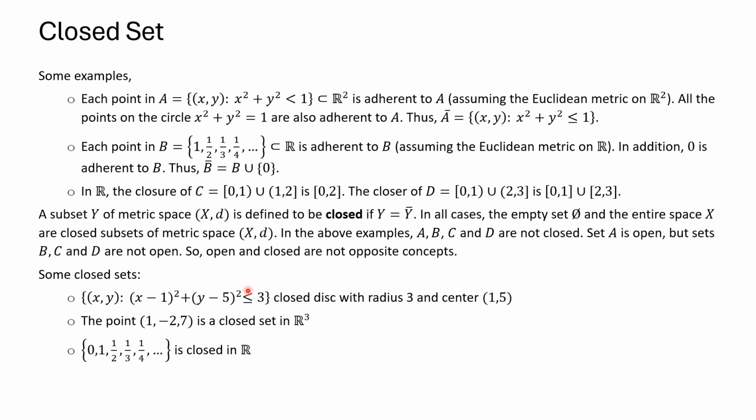A few more examples. We have this equation here: all the points satisfying (x minus 1) squared plus (y minus 5) squared less than or equal to 3 is a closed disk, and in fact it's a closed set. The radius is 3, and the center is (1, 5). A single point in Euclidean 3-space is a closed set. And then this set here, where we added in 0, basically the point to which this sequence converges, and so this is now a closed set.